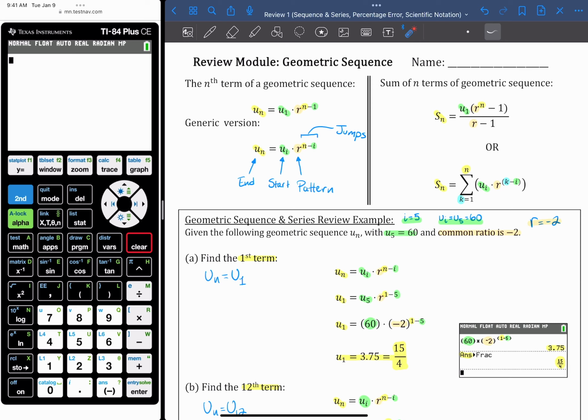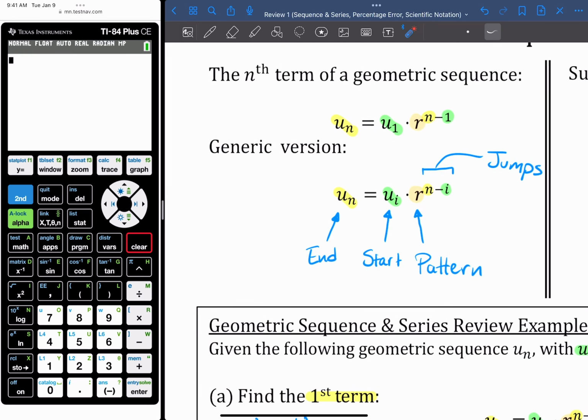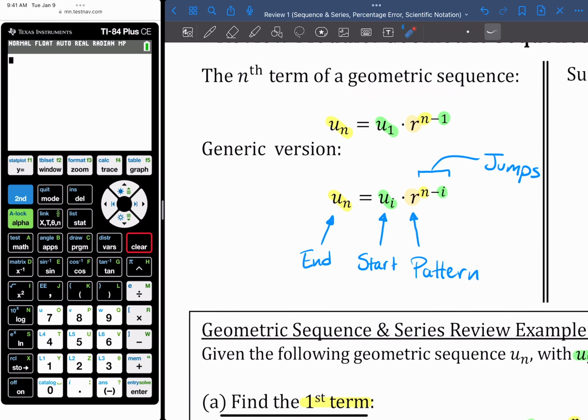All right, in this video, we're going to continue on this module for review, and we're going to take a look at geometric sequence and series. So we have multiple formulas. Let's dive into just the ones for geometric sequence for right now.